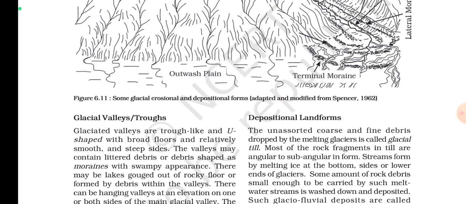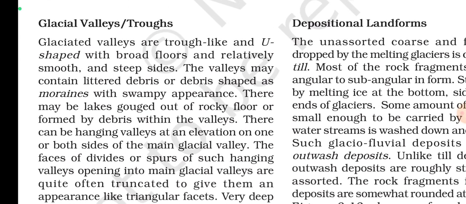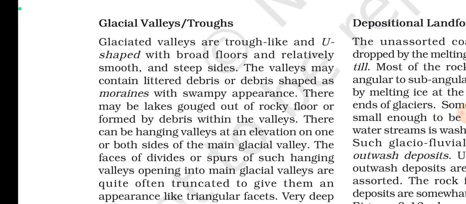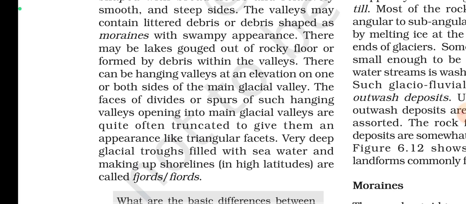Okay, now glacial valleys and troughs. Glaciated valleys are trough-like or U-shaped with broad floors and relatively smooth and steep sides. The valleys may contain littered debris or debris shaped as moraines with swampy appearance. There may be lakes gouged out of rocky floor or formed by debris within the valleys.